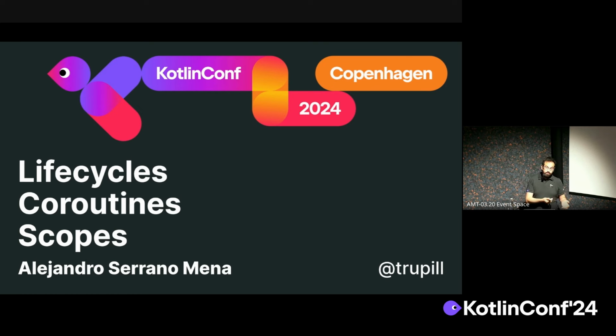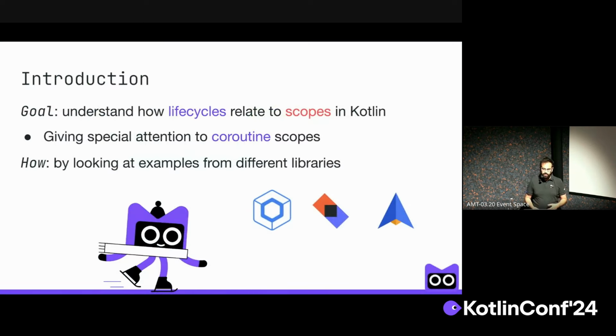But today, I don't really want to talk to you about anything related to this work. This is going to be an introductory talk focused on life cycles, coroutine scopes, and how all these different concepts intertwine together. So that's the main goal here, to understand how life cycles, and we'll talk about what life cycles are, relate to scopes, and in particular to CoroutineScope, which are maybe the kind of scopes we use more often when creating applications in Kotlin.